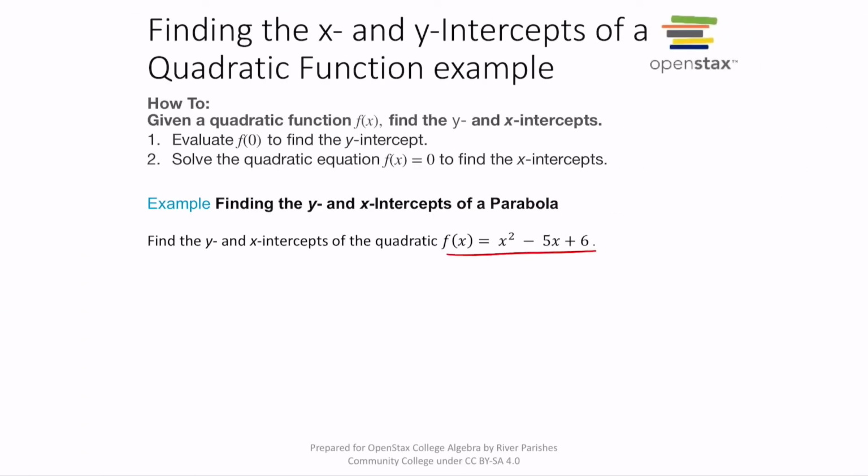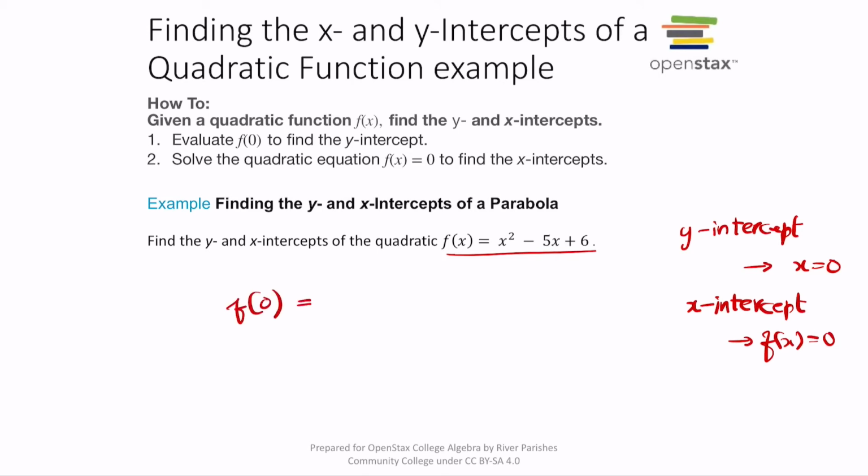Now, they have given us the question here. They're asking us to find the y-intercept and the x-intercept. To find the y-intercept, remember to substitute x equal to 0. If you want to find the x-intercept, put f of x equal to 0. Let's start with the y-intercept first. We put x equal to 0, which is basically f of 0. So f of 0 is 0 square minus 5 times 0 plus 6, which becomes 6. So 6 here represents the y-intercept.